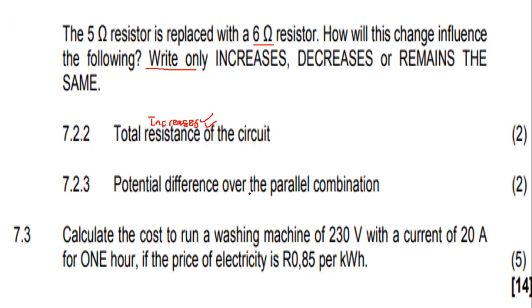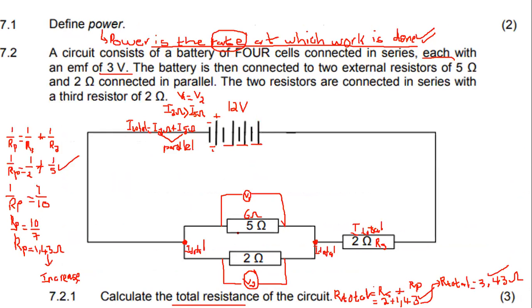Then, the potential difference over the parallel combination. Now, it is very clear. If along the parallel combination, the total resistance increases, right? Remember, R parallel is going to increase if this is now 6 ohms and not 5 ohms anymore. It means the total resistance across the parallel combination has increased. And if it has definitely increased, then the opposition to the flow of current is going to increase. And if the opposition to the flow of current increases, then it means you will need more electrical energy to overcome that resistance in the parallel combination because you have increased R parallel.